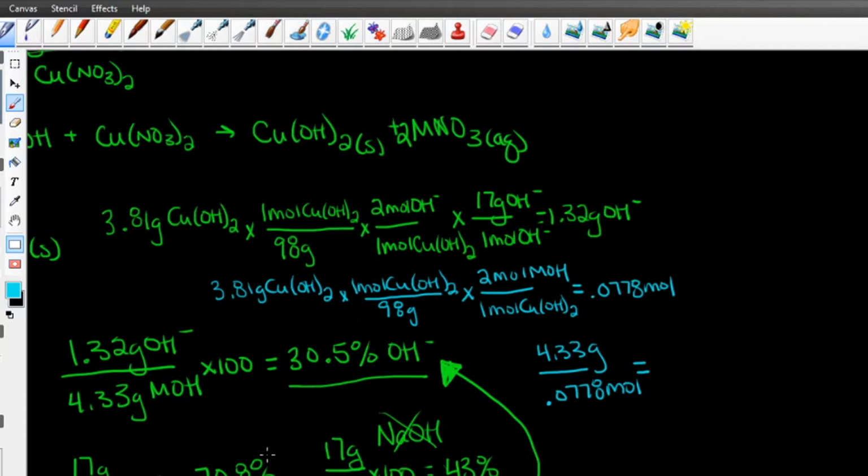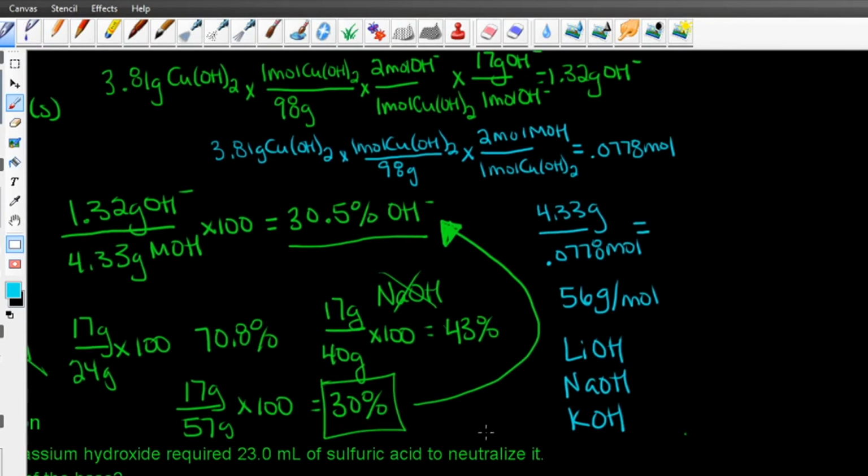Gives me a molar mass of around 56 grams per mole. And then I could have compared that to the molar mass of the lithium hydroxide, the sodium hydroxide, and the potassium hydroxide. And of course, we know that it's potassium hydroxide. And if we go back and take a look at the molar mass of potassium hydroxide, it's very close to that 56 grams per mole that we got.